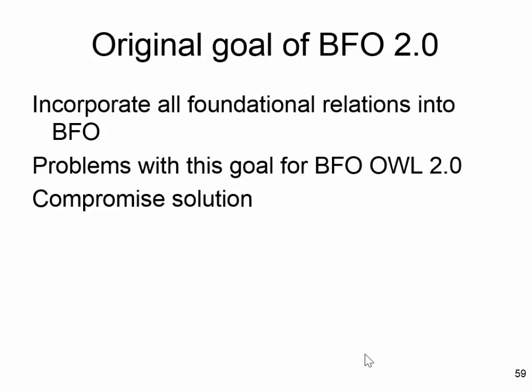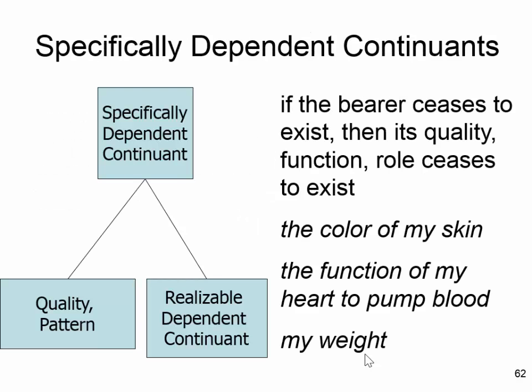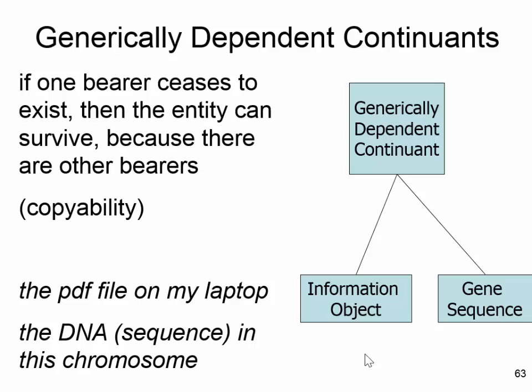All right, so we've seen that there are specifically dependent continuants, qualities on the one hand, functions, roles, dispositions on the other hand. Now we need to introduce generically dependent continuants. Specifically dependent continuants are clear. Your headache is specifically dependent upon you. But we know that there are dependent continuants which can be migrated from one bearer to another. And a good example is an email message.